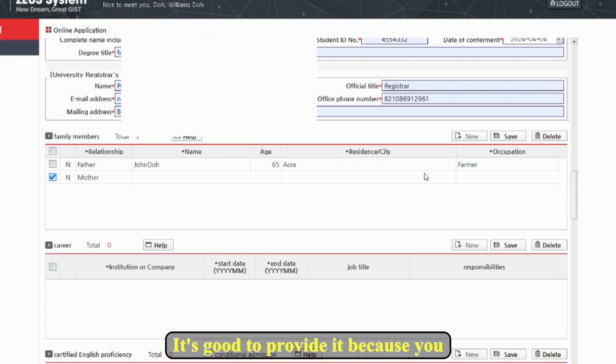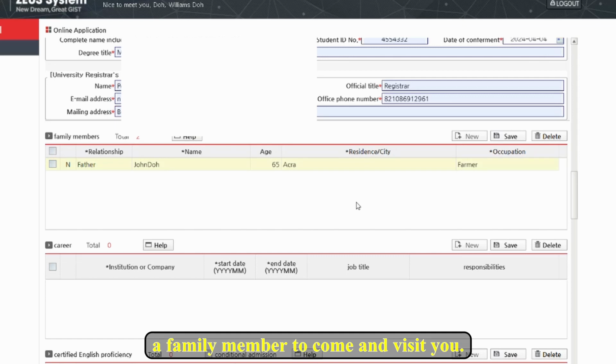It's good to provide it because you might be in Korea and decide to invite a family member to come and visit you. It's normal for a student to invite their parents, invite their wife, invite their brother to come and visit them in South Korea. All they need to know is that for real you are a student in the university. So if you provide that information, it will be good.